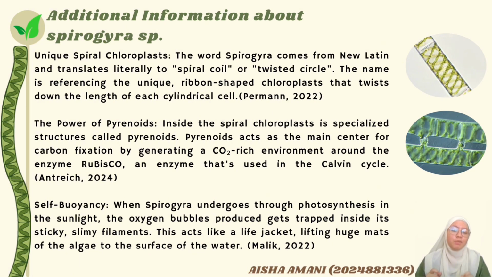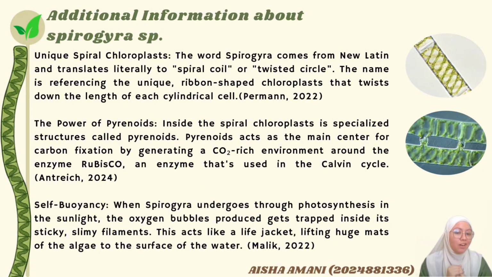First, let me talk to you about the uniqueness of Spirogyra's chloroplast. This chloroplast of Spirogyra is quite unique because it's twisted and it spirals. That's actually where the name comes from. It's from New Latin and it translates literally to spiral coil or twisted circle.